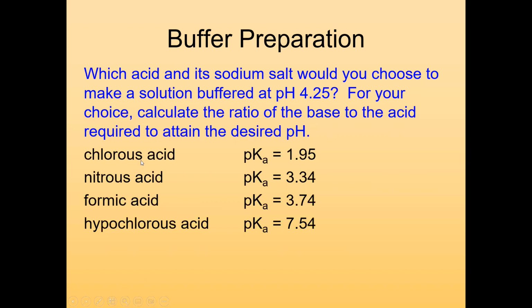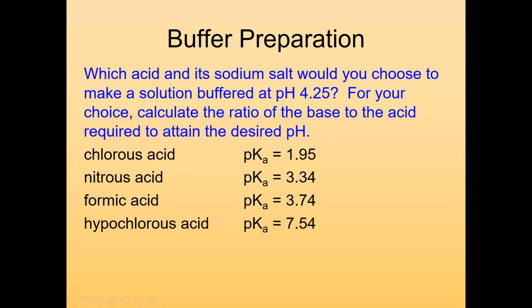So here we have 4 acids and their pKa's. The one that is within 1 or closest to our pH of 4.25. It's kind of between nitrous acid and formic acid, but the 4.25 needs to go up 1 or down 1. So the one that's closest to 4.25 is formic acid. So we would want to make a buffer with that formic acid.